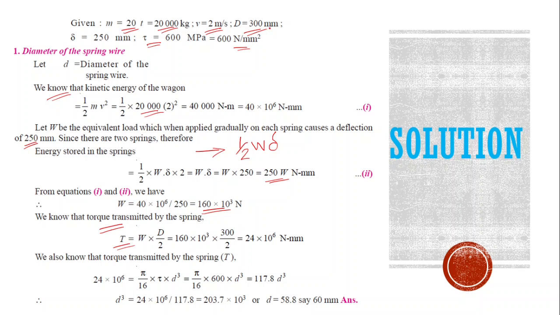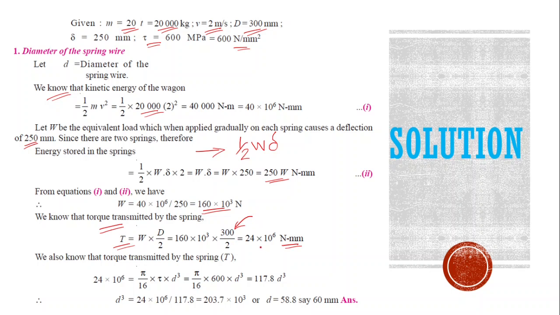Capital D is equal to 300 mm. That 300 divided by 2, that's equal to 24 into 10 raised to 6 Newton mm. Here 300 is in mm, so this torque must have a unit of Newton mm. Okay. Then this is the torque transmitted by the spring.